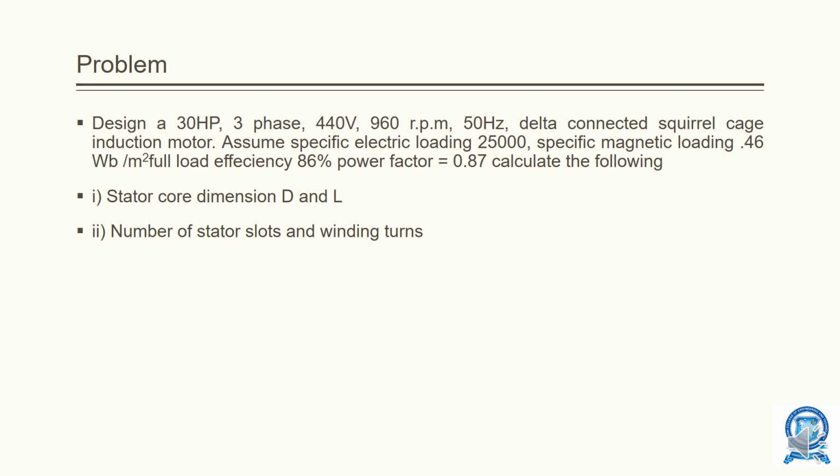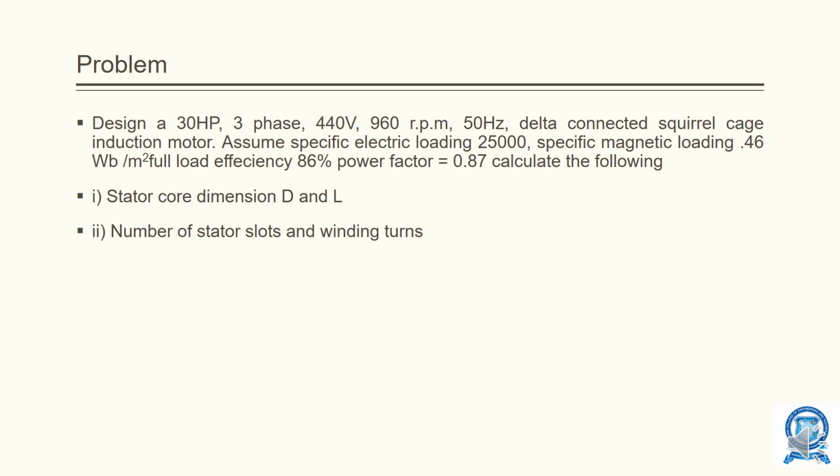So in this problem they have mentioned you are supposed to find the stator core dimensions, that is the main dimensions of the induction machine, D and L in meters. Then you are supposed to design the stator slots and number of turns in the windings. Okay, so first you need to take the given data.